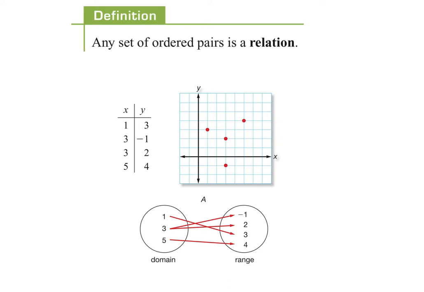And then what they did is they drew a line. So 1 went to 3. So you'll see the line from 1 to 3. 3 went to -1. From 3 to -1. 3 also went to 2. From that 3 to 2. And 5 went to 4. That is a mapping diagram. Okay? Label your domain and range. Least to greatest. Do not repeat it. And draw your arrows. All right, so there's 3 ways to represent it.